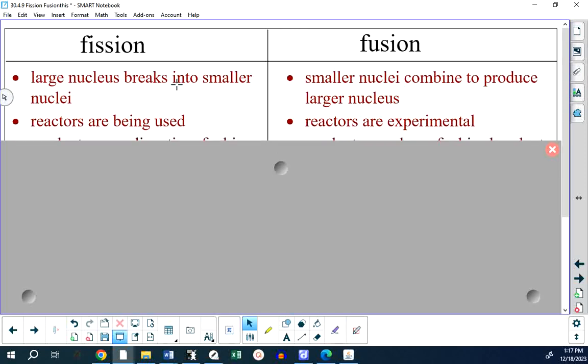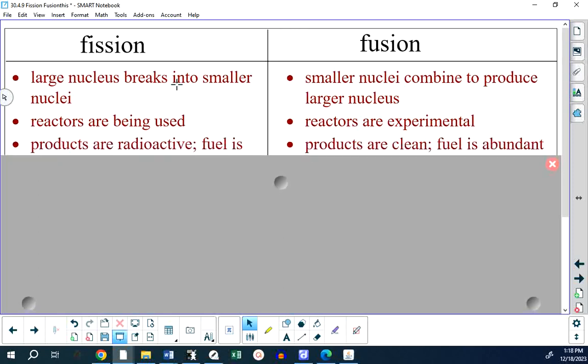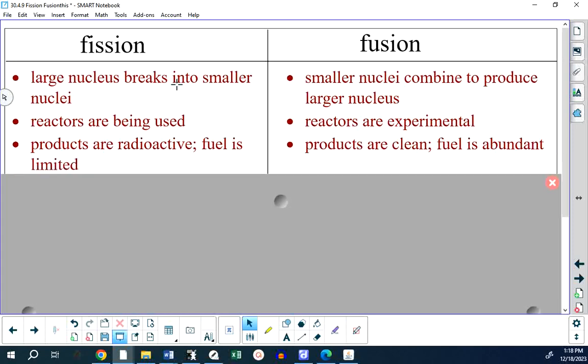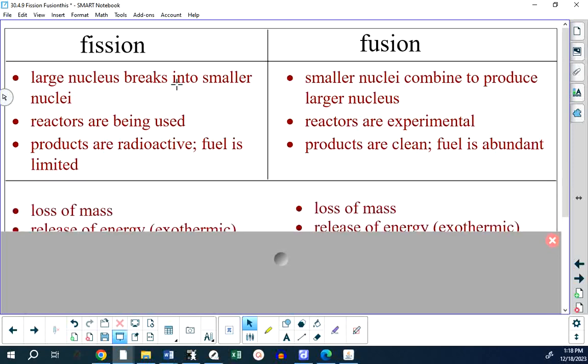Fusion reactors are experimental. The products for fission are radioactive, and the fuel is limited. There's not a lot of uranium-235 or plutonium, I don't know the isotope number, out there. And it's very expensive to refine, whereas the products are clean for fusion and the fuel is abundant.